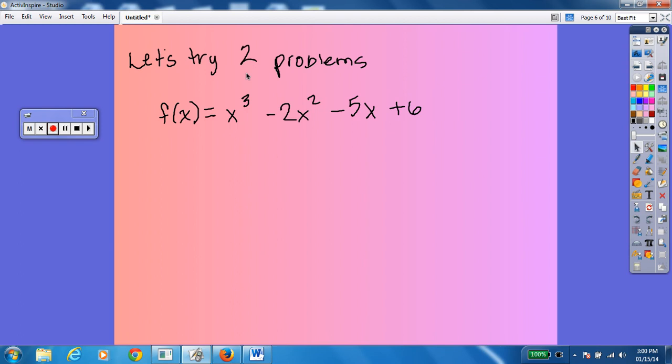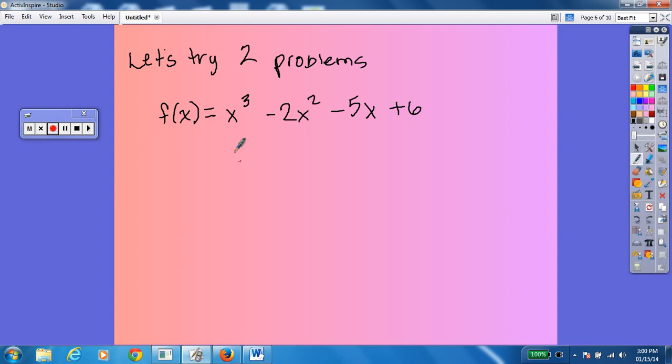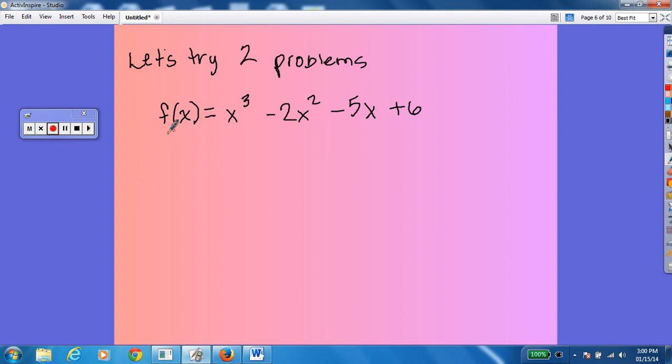Alright, so let's try two problems. Here's what I want you to notice. Here's problem number 1 from your assignment from today, but notice that instead of it being an expression, it's an equation. In order to find roots where it crosses the x-axis, this term, which is your y, has to be 0. Remember that f of x is really your y, same thing. And to find the roots, it has to equal 0.